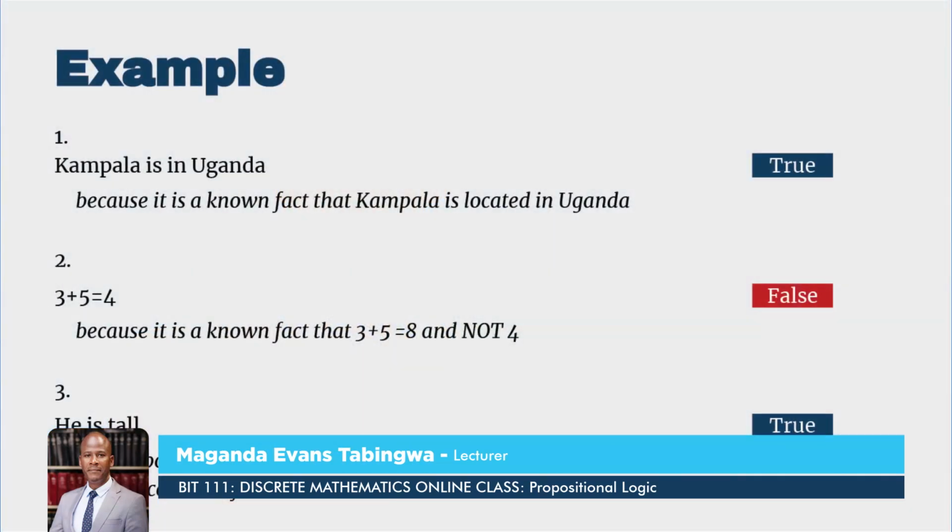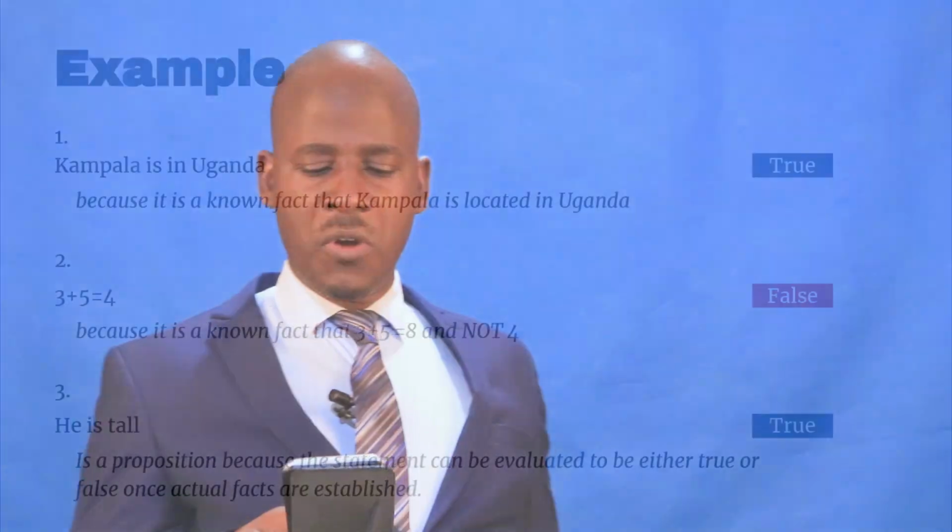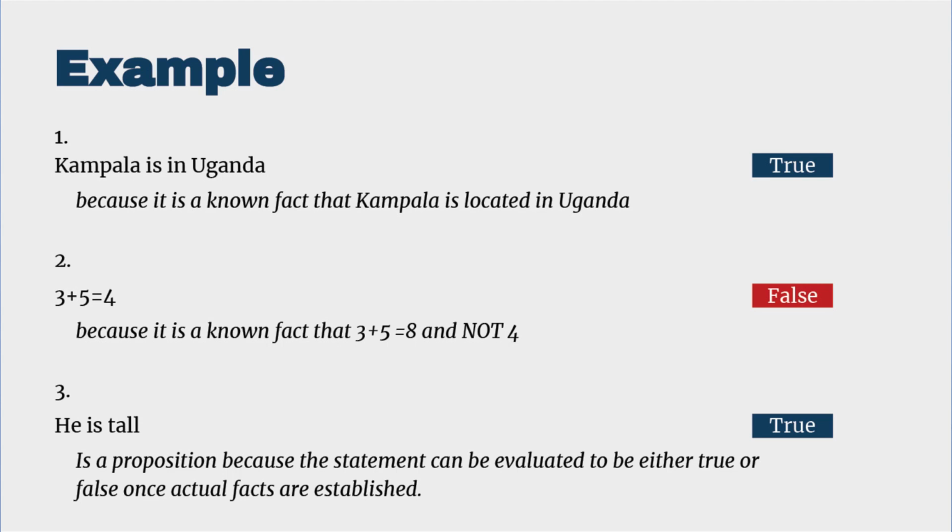It is a clear fact that when you add 3 plus 5, you get 8. So saying 3 plus 5 is equal to 4 is false, because it's a clear known fact. Then we have one where we say he is tall. He is tall is a proposition, but we can't know whether it's true that that person is tall or short. So it is a proposition, but it can have a truth value of 1 or 0.